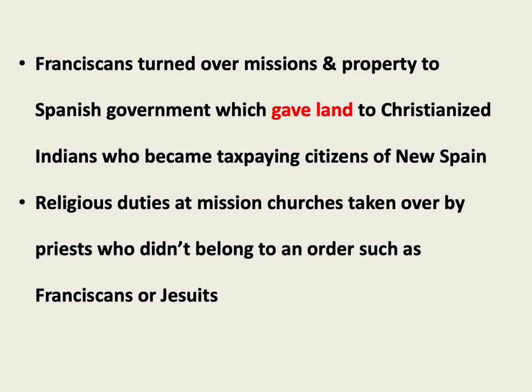So the Franciscans turned over the missions and all the property associated with the missions. That includes not only the buildings, but many, many thousands of acres of land. That was turned over to the Spanish government, which actually redistributed that land to those Indians who had become baptized, or in other words, had become Christians. And this fulfilled one of the mission goals because those Indians could become tax-paying citizens of New Spain, because with land they could engage in agriculture.